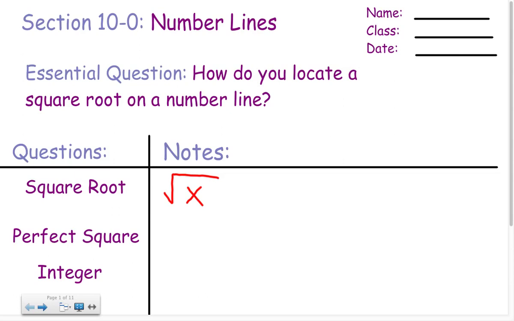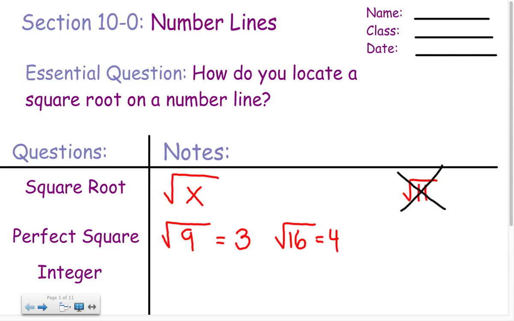Perfect squares mean, for example, the square root of 9. The square root of 9 is 3, because 3 times 3 is 9. The square root of 16 is a perfect square, because 4 times 4 is 16. Now if I give you, for example, the square root of 11, no number times itself can give you 11, so 11 is not a perfect square. So there's 2 examples of perfect squares and 1 example of not a perfect square.